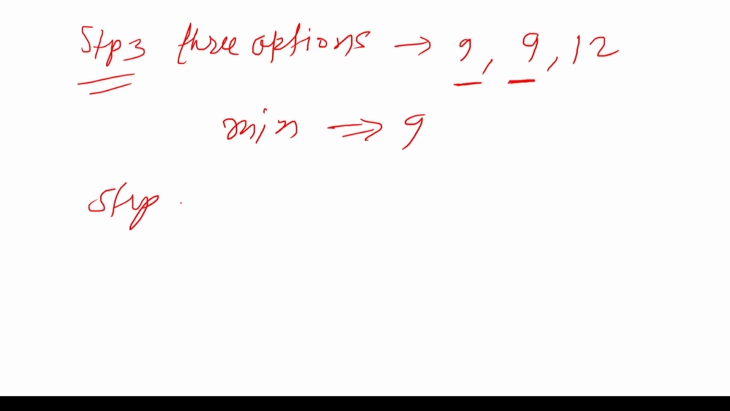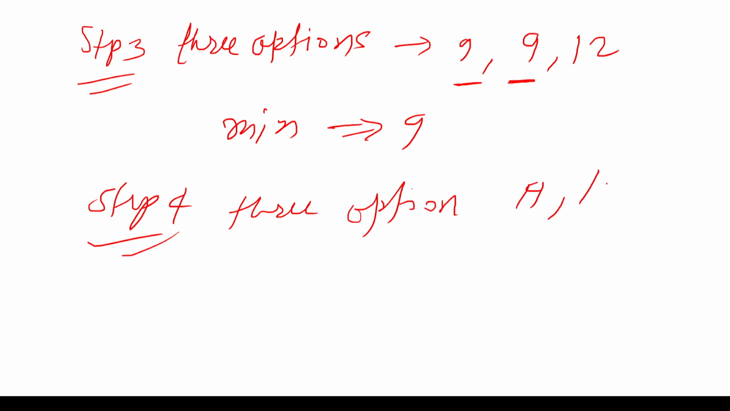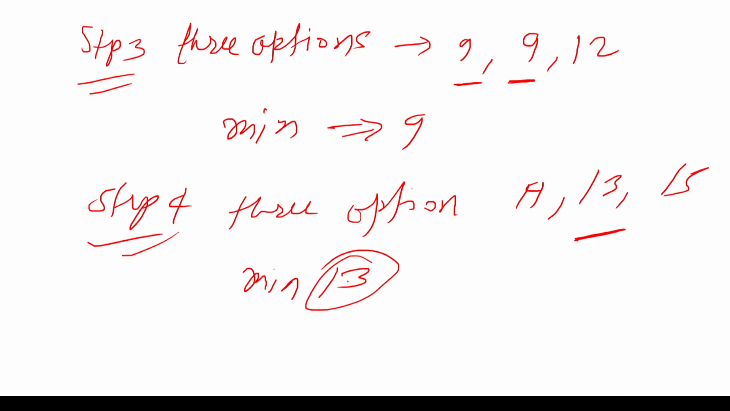Then we go to step 4 and see how many options there are. Similarly, we get 3 options again, and the options are 14, 13 and 15, as I have calculated. What is the minimum here? The minimum is 13. In this way we get the minimum 13, and that is why the answer was coming 13.